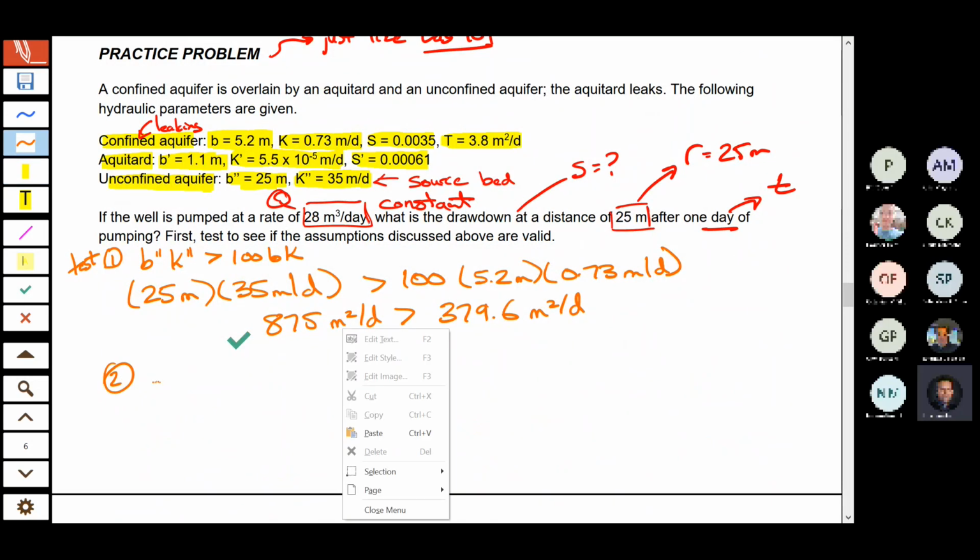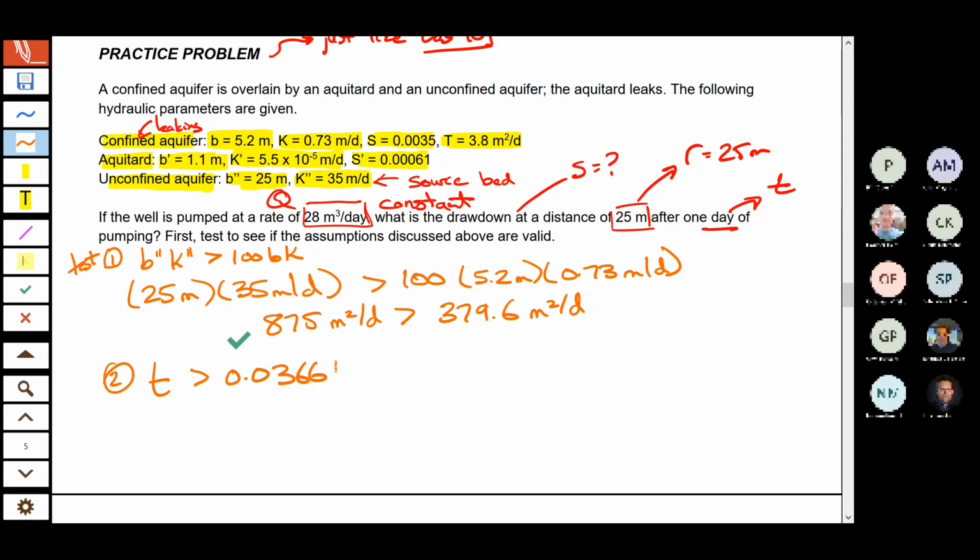So again, test number 2 is if t, or time, is greater than 0.0366 B prime S prime divided by K prime. Sorry, I have to look back. Okay, so let's go see if that is the state. The T was 1 day. So let's say, is 1 day greater than 0.0366. My B prime was 1.1 meter.